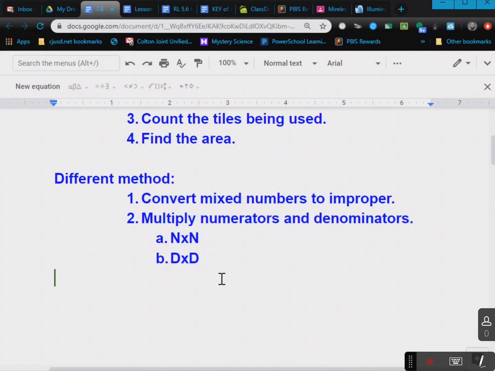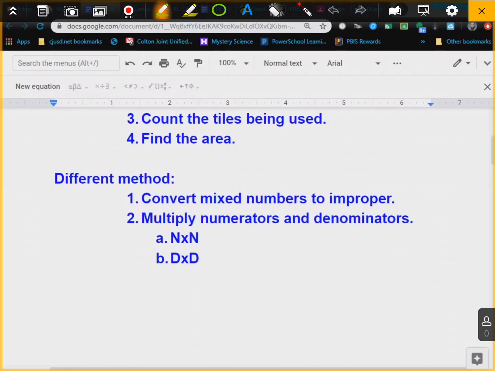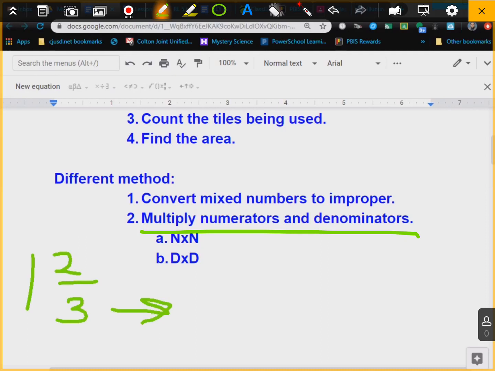showed you yesterday. I call it the roller coaster method, but what you're essentially doing is you're converting it from a mixed number, so if I have 1 and 2 over 3, you're converting it back into an improper fraction, so you can multiply your numerators and your denominators.